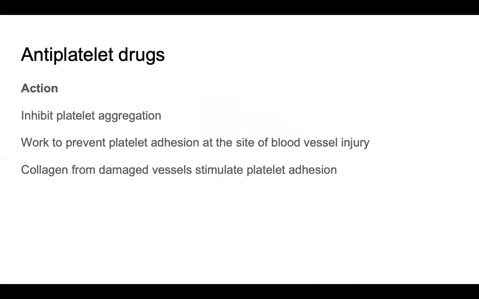The next class within this chapter is our antiplatelet drugs. Platelets, we talked about platelets. Platelets are a big deal in bleeding. When platelets aggregate, that word up at the top, platelet aggregation, the platelets become sticky. They become sticky and they clump together. If we give an antiplatelet drug, this is going to work to prevent platelet adhesion, to prevent the platelet aggregation.